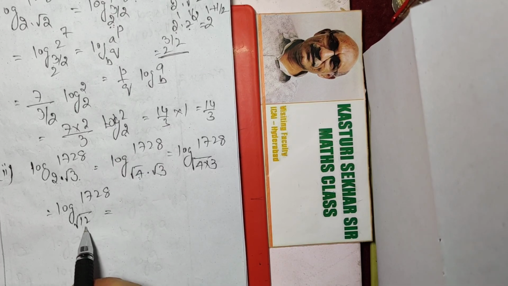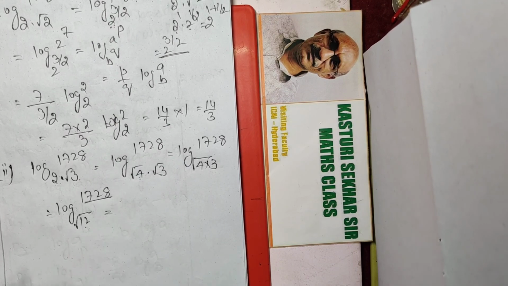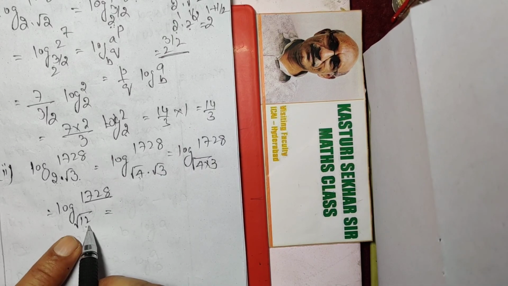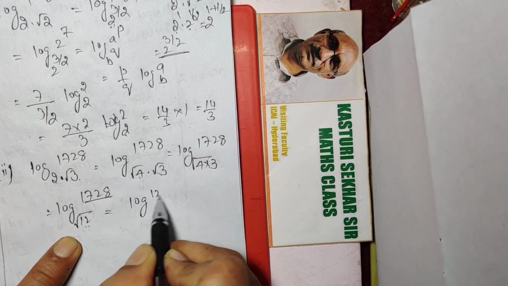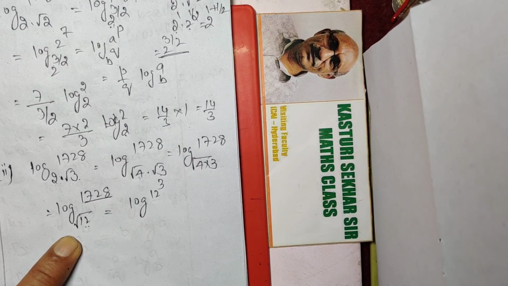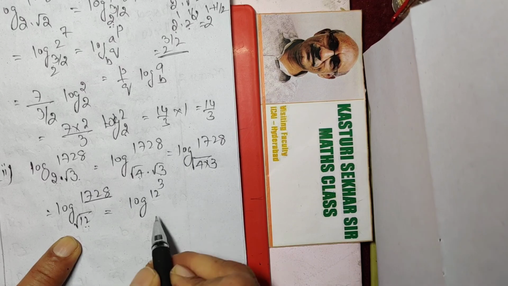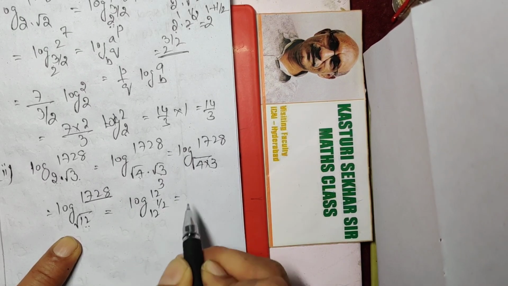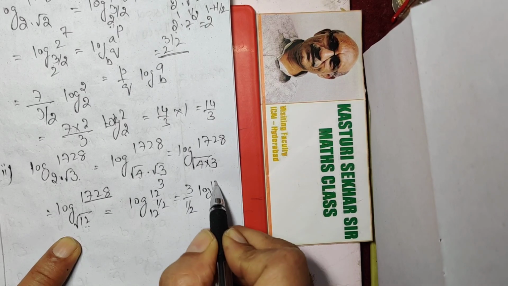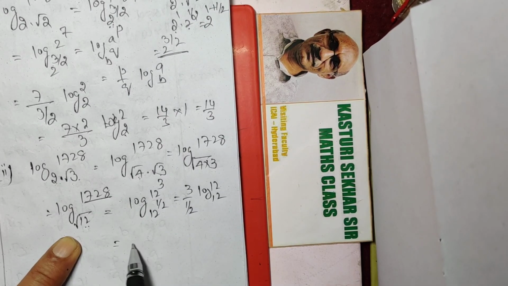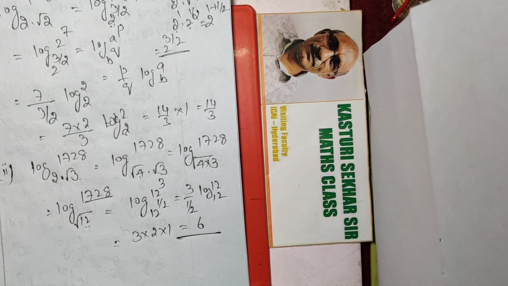So when base is 12, this given number can also be written in terms of base 12. 1728 is 12 cube. The base is 12 power half. Same result: 3 by 1 by 2 into log 12 to the base 12. 2 will go to the numerator. 3 into 2 into 1. 6 is the answer.